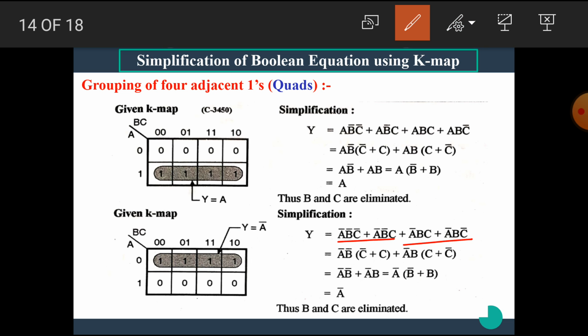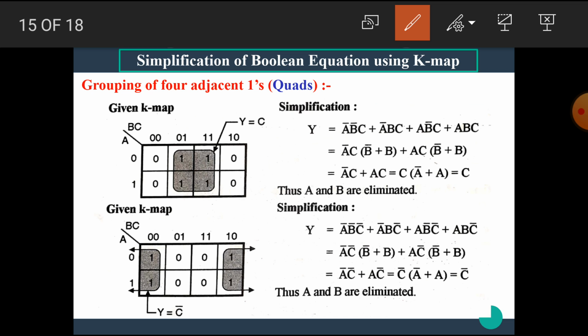find the common terms. Here in the first two terms the common is a bar b bar and in bracket c bar plus c. In the last two terms the common is a bar b and the remaining is c plus c bar, but c plus c bar is equal to 1, hence we get here a bar b bar plus a bar b. Again here the a bar is common, hence we get a bar into b bar plus b, but b bar plus b is equal to 1, hence we get here only the a bar, and this is the eliminated equation of this Kmap.